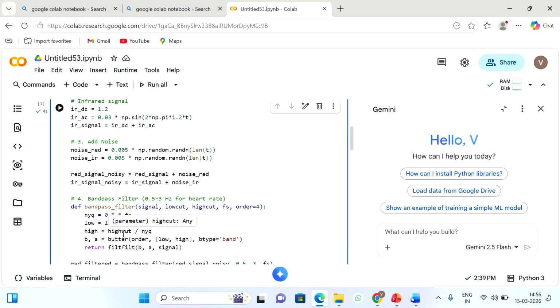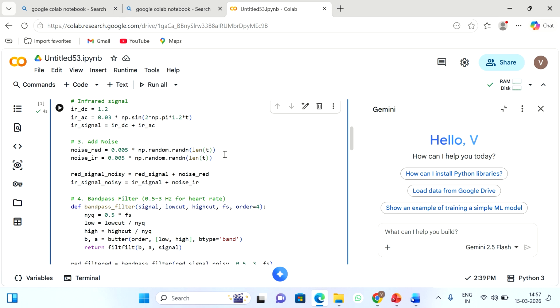So now we have to add noise, because normally the signal will not be taken as input without noise, since anyway the noise will be included. That is why we have to assume for the red signal and IR signal that we add some smaller amount of noise, with a very small magnitude 0.005, and then noise_red is equal to 0.005 random randn length.